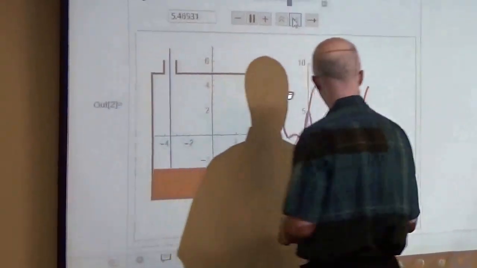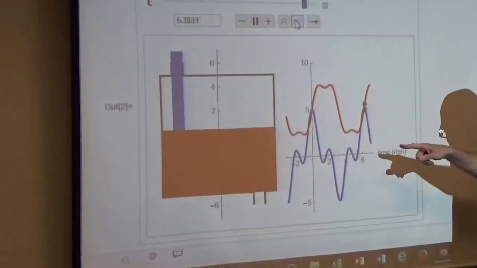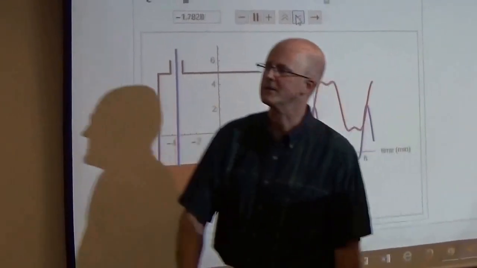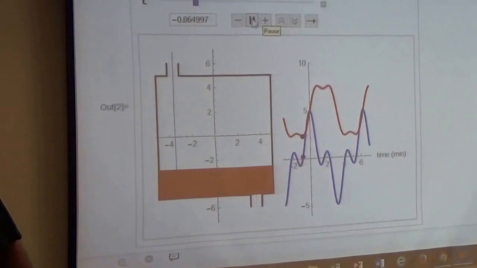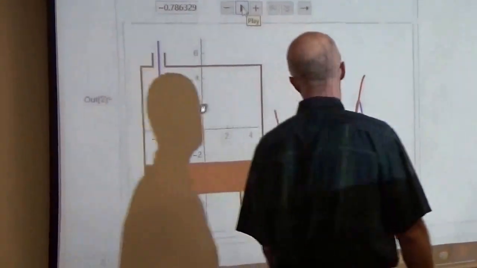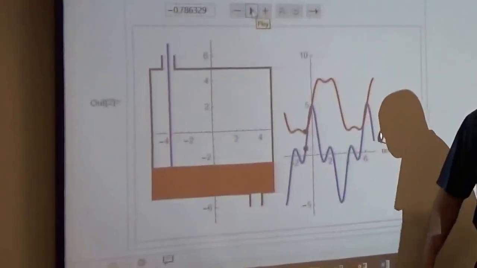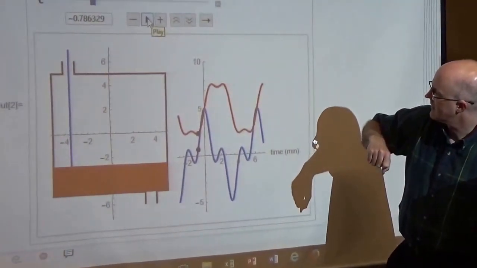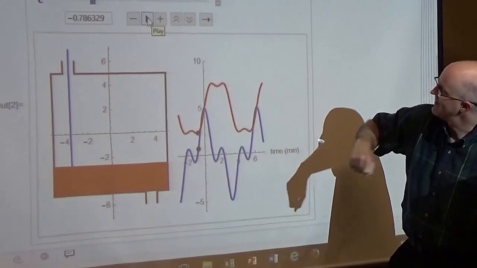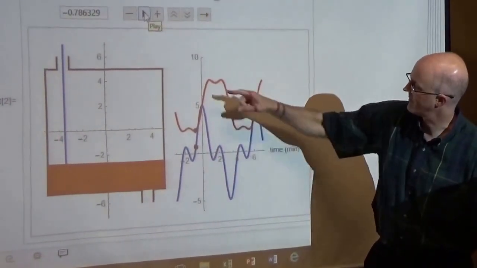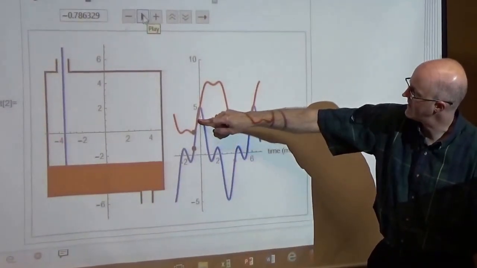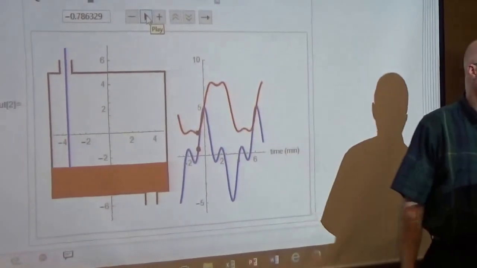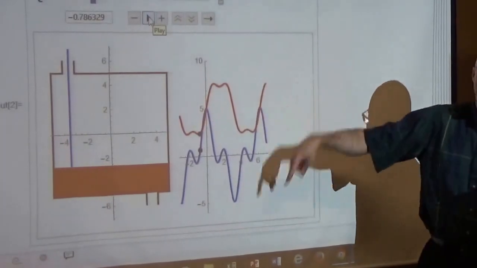Okay, ignore the tank for the moment. Focus on that blue curve. Focus on, maybe I should stop the animation. Focus on the graph here, the blue graph. Actually, let's focus on the red graph, okay? The blue is the derivative of the red. So if you focus on the red graph, anywhere you want, the slope of the tangent line at that point should be given by the value of the blue graph.